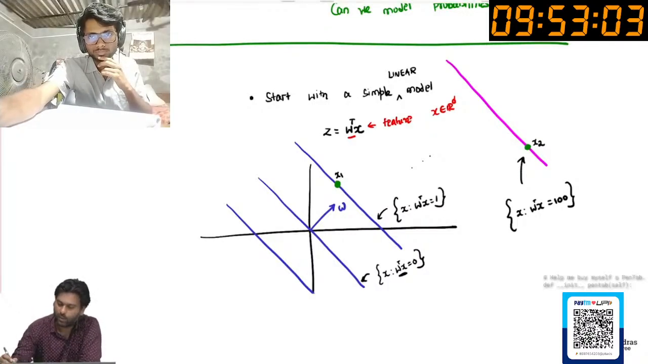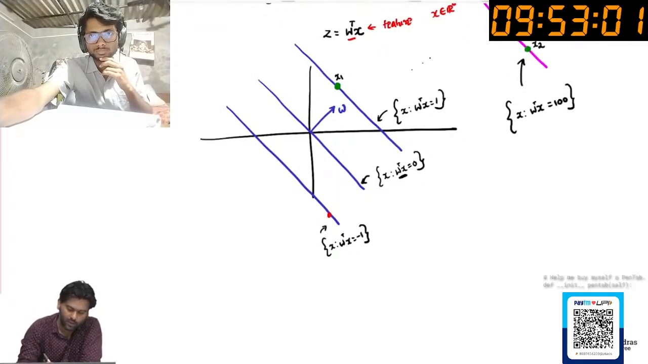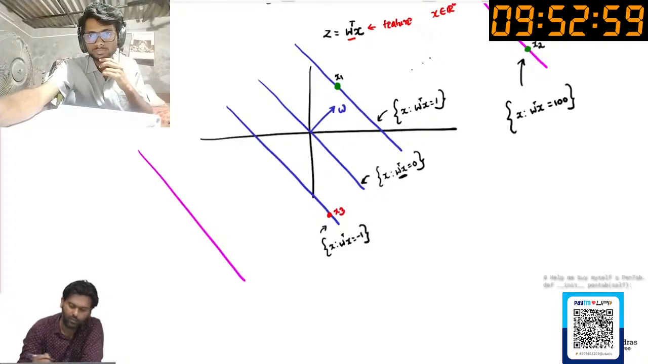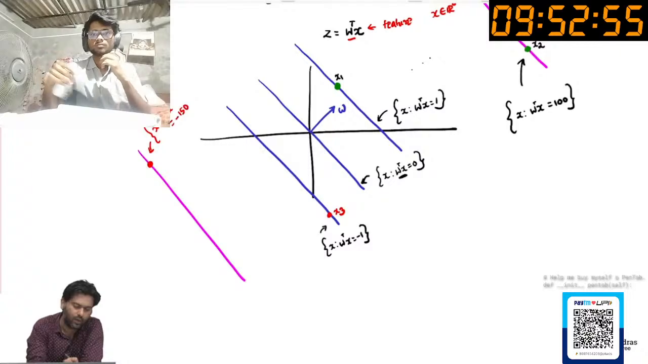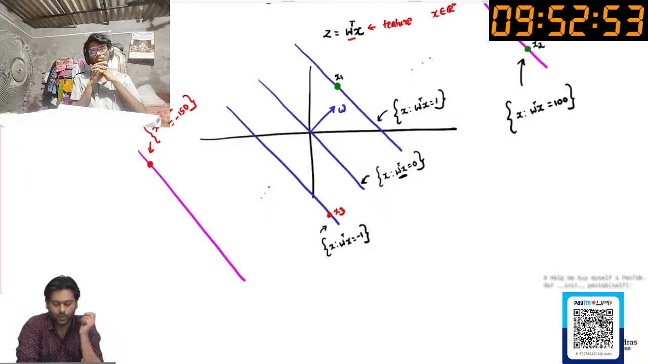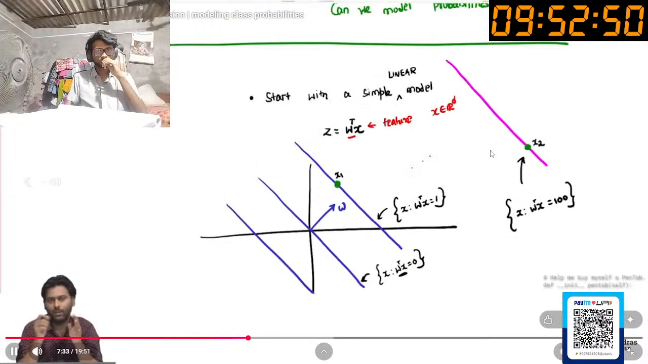Whereas there might be 2 other points on this side, maybe x3 and x4. Maybe x3 is here, and there is a corresponding x4 out here, which I'm going to put here. So this is the set of all x such that w transpose x equals minus 150, let's say, right? So this is parallel on this side, 150 units. So now these labels, right?